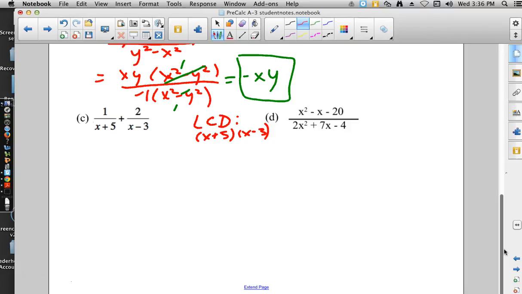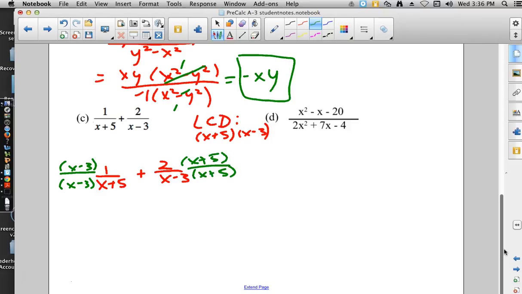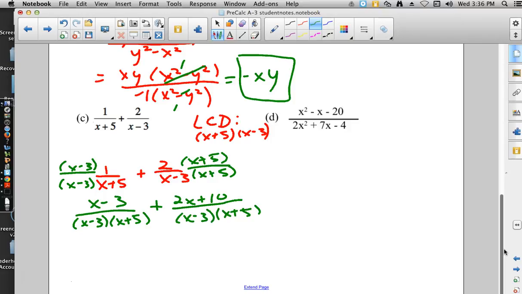That's it. So what we're going to need to do is build them up, because that's what we can do to make fractions equivalent. We can multiply them by things that'll make it work, and that's because if we multiply on the top and the bottom, we're really just multiplying by 1. X plus 5 over x plus 5. All right, so the first one will be x minus 3 over x minus 3 times x plus 5 plus 2x plus 10 over x minus 3 times x plus 5.